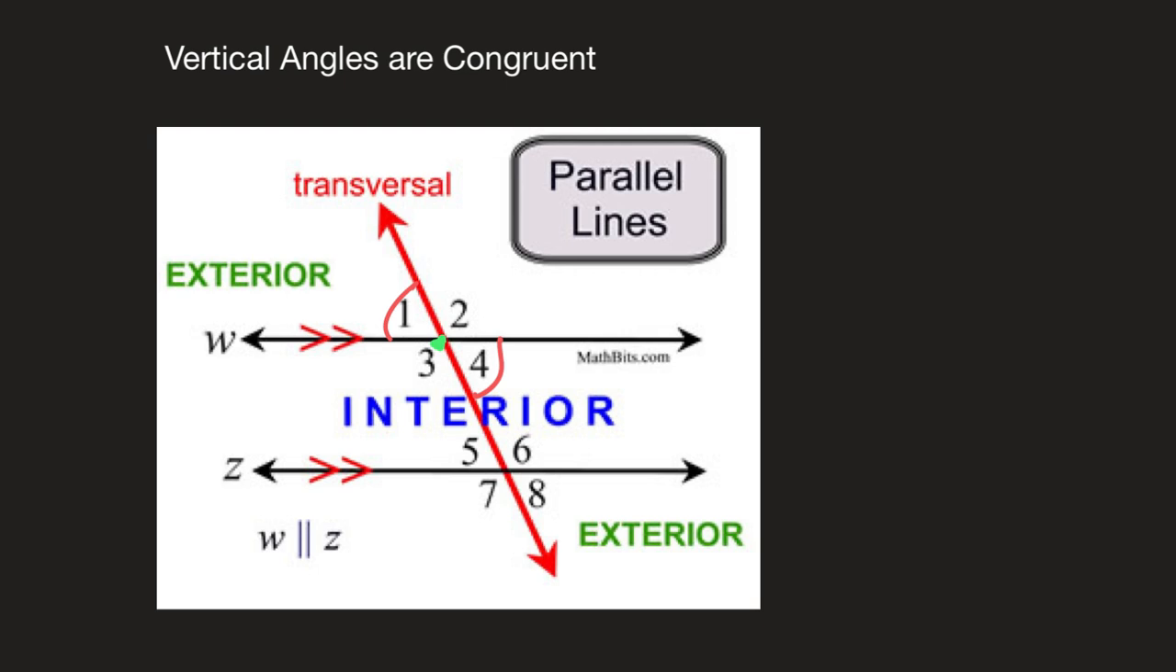2 and 3 would be vertical too, wouldn't they? So angle 2 and angle 3 would be vertical. So if you know angle 2, you know angle 3. If you know angle 1, you know angle 4. What's another set of vertical angles that you see? 6 and 7. 6 and 7, that's right. And 5 and 8. Try to do some different colors there. Those are vertical angles. Guys, vertical angles are congruent, okay?